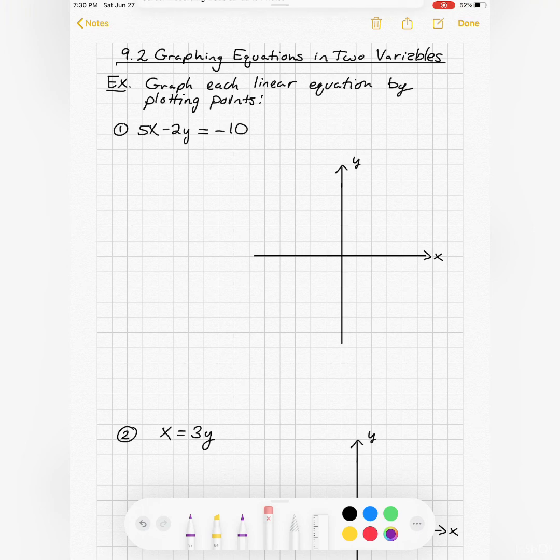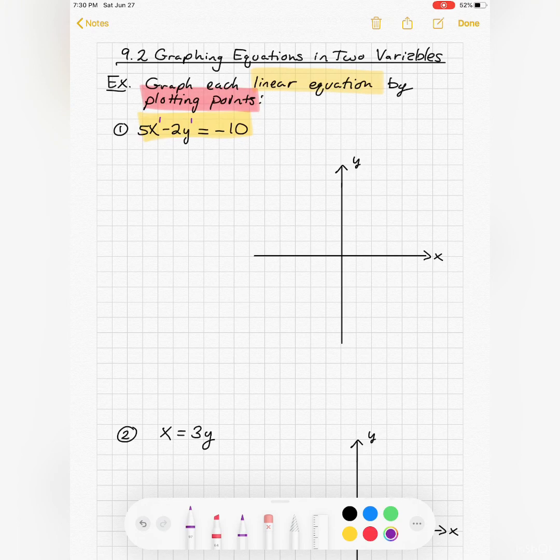So let's take a look at actually graphing some of these linear equations we've been talking about. So here I have an example of a linear equation. So I can see the exponents here. We have powers of 1. So if I want to graph this by plotting points, that means I want to make a table of values.